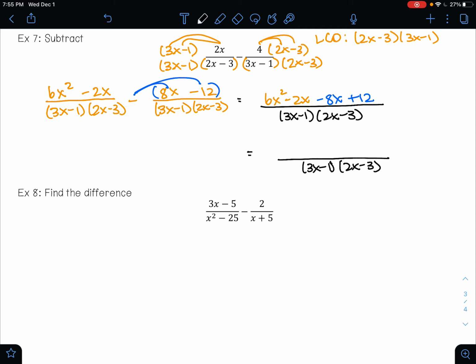So let's see. 6x squared doesn't have a like term, so I'll bring that one down. Negative 2x minus 8x is negative 10x. And 12 doesn't have a like term, so I'll bring that one down. We can go ahead and factor out a 2 here. So I'll have 3x squared minus 5x plus 6. And that's going to be over 3x minus 1 times 2x minus 3. This is my answer.